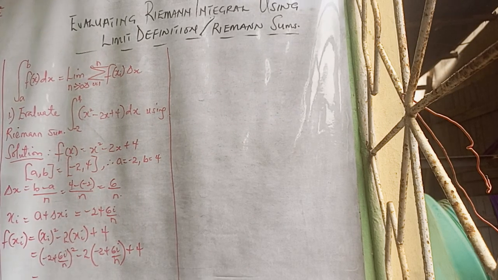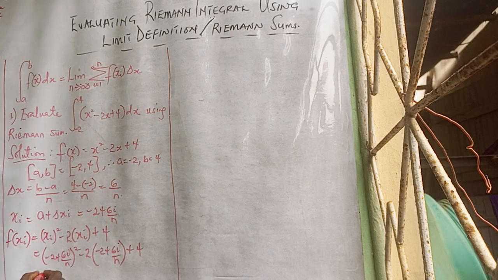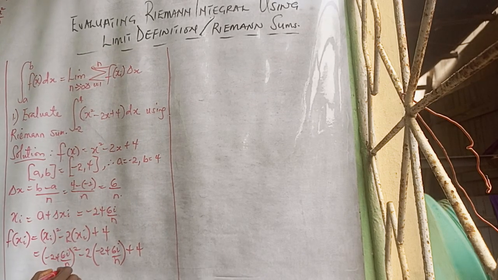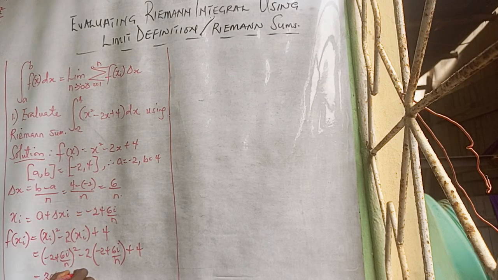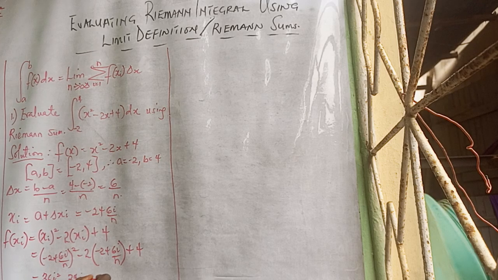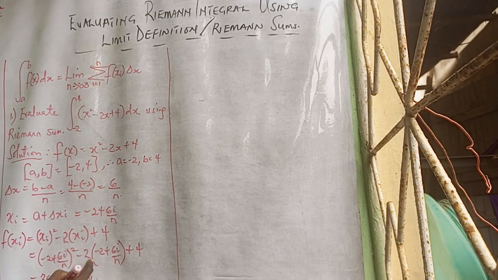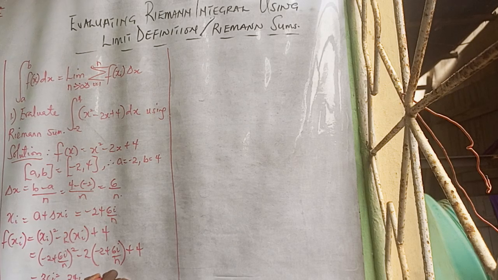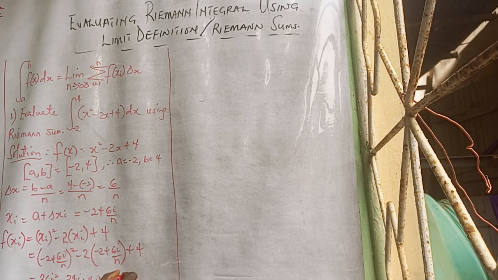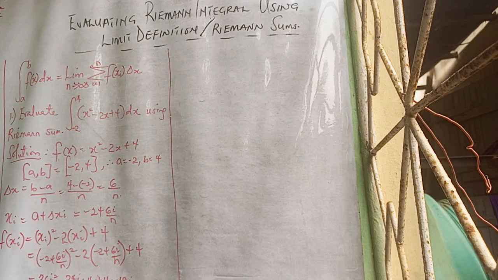Our f of x sub i gives us 36i squared over n squared minus 24i over n plus 4. Then we open this other bracket, plus 4 minus 12i over n plus 4.